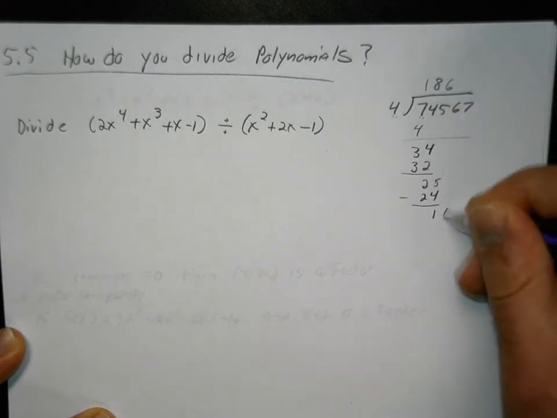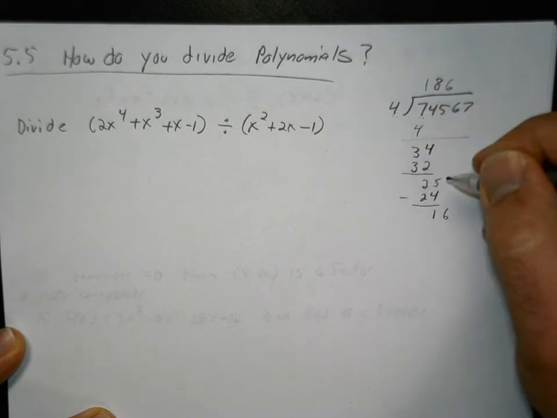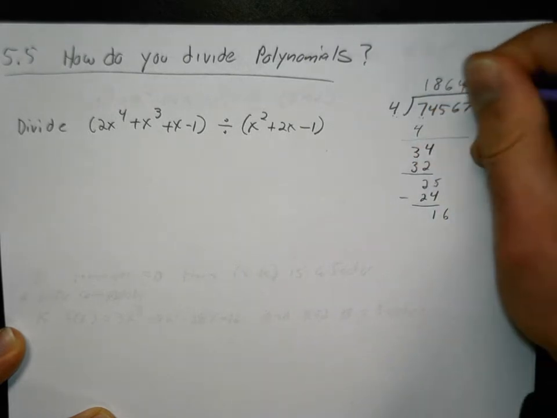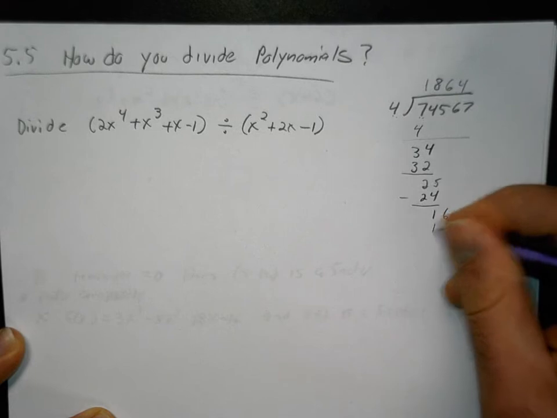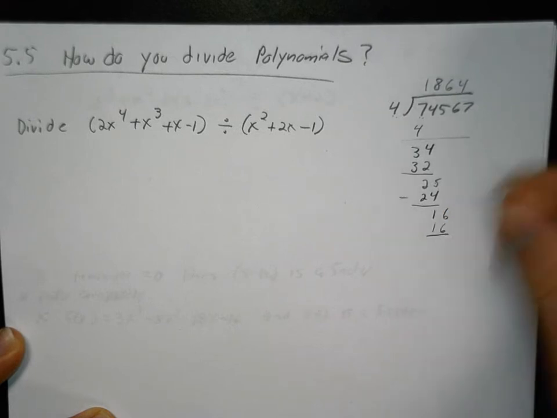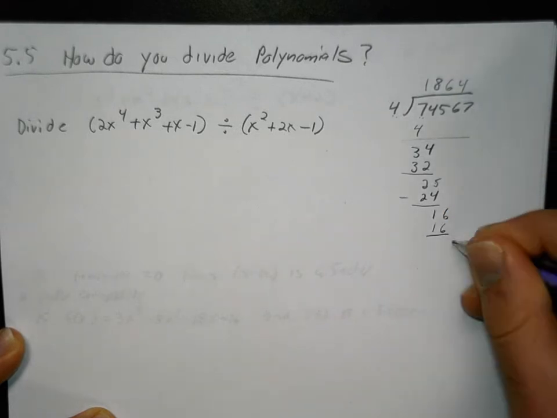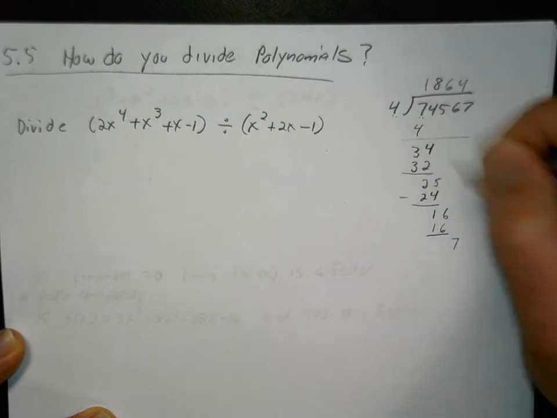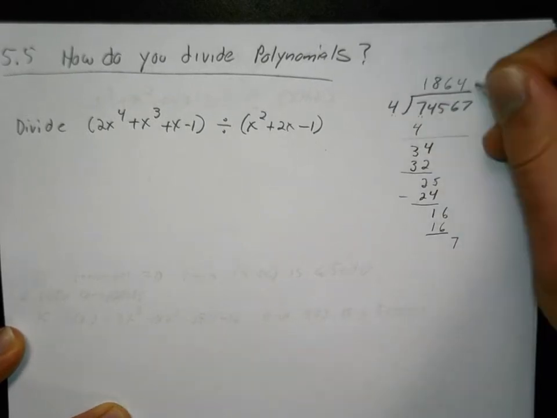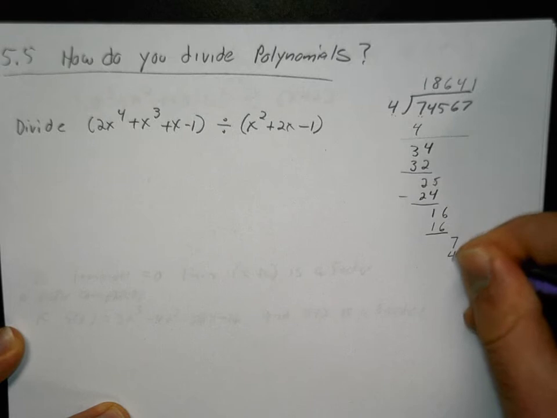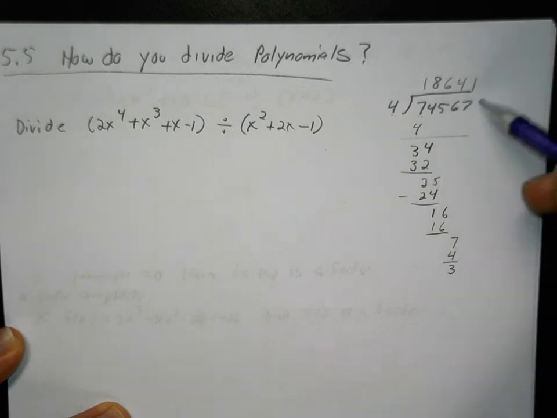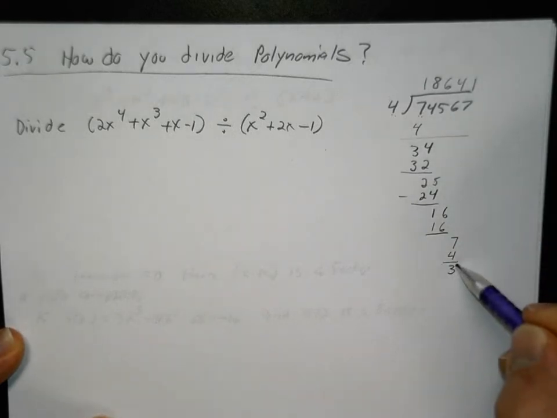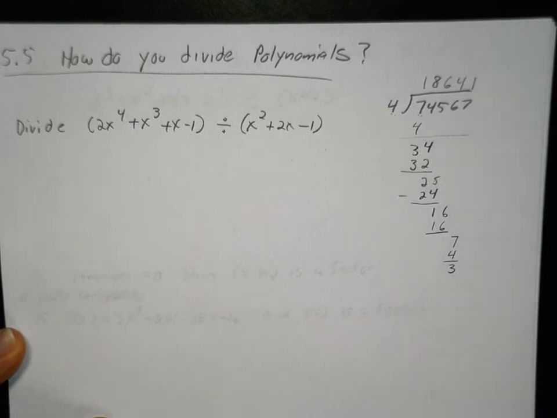The 6 comes down. 4 goes into 16 4 times. 4 times 4 is 16. That's 0. And then the 7 comes down finally. 4 goes into 7 1 time. And then I get 4 there. And that's 3. There's nothing left to bring down. So if you remember, 3 is called the remainder.